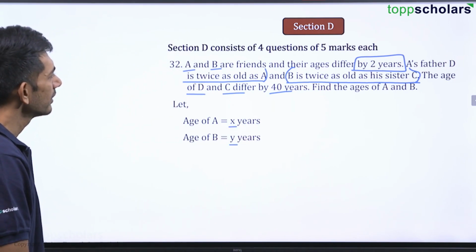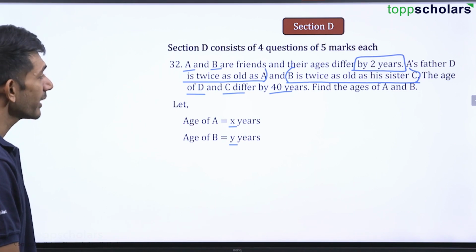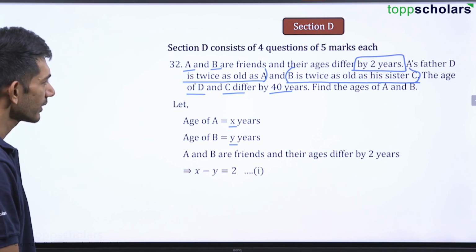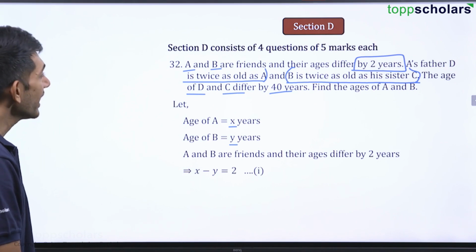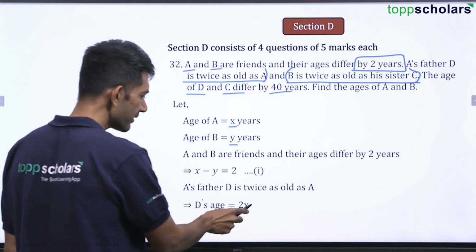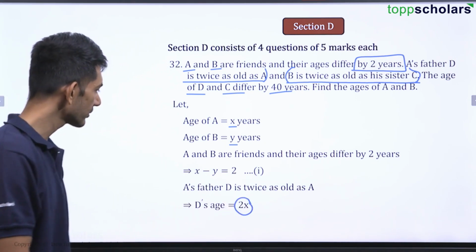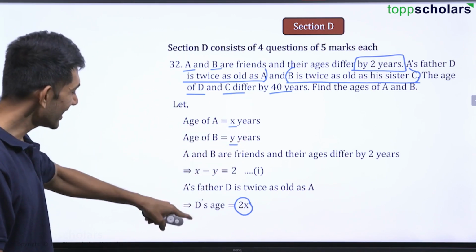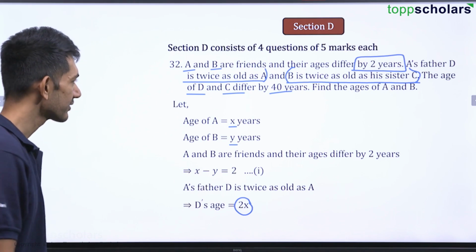Now understand. Their ages differ by 2. So can I say x minus y is equal to 2? Right? Simple. A's father D is twice as old as A. So A's father D's age will be 2x, because A's age is x. So D's age will be 2 times x, that is 2x.